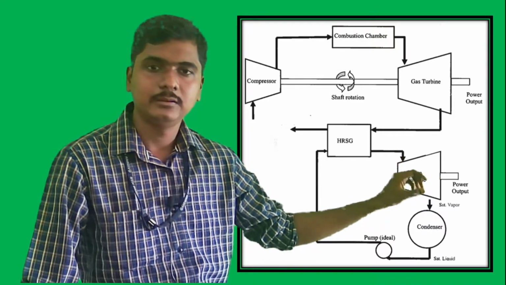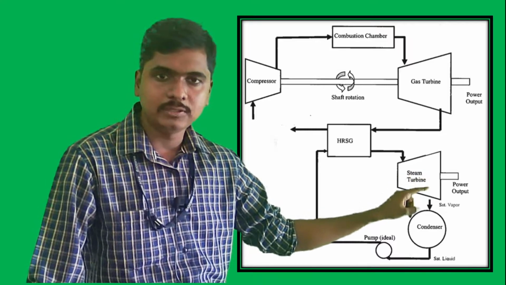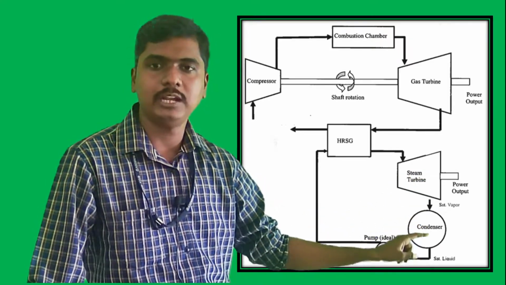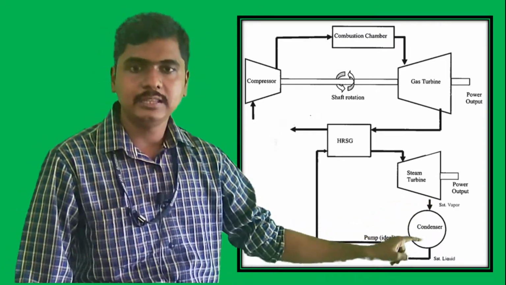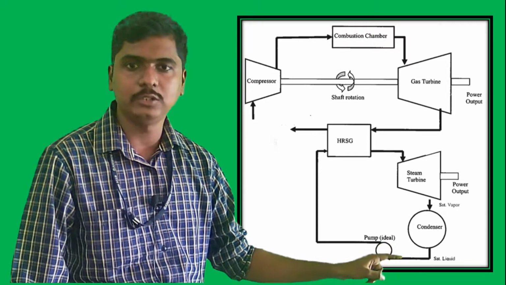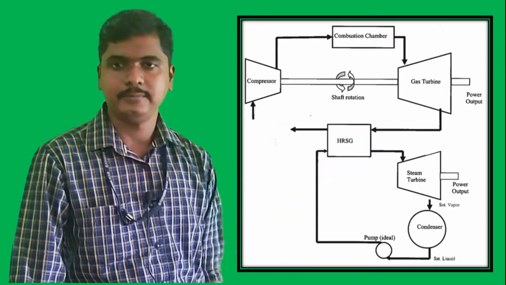Then the steam is supplied to the steam turbine, where expansion takes place and we get mechanical power output. The exhaust is then supplied to a condenser, where cooling water recirculates and decreases the temperature and pressure of the turbine exhaust. Then with the help of a pump, we redirect the low pressure and low temperature fluid back to the boiler.